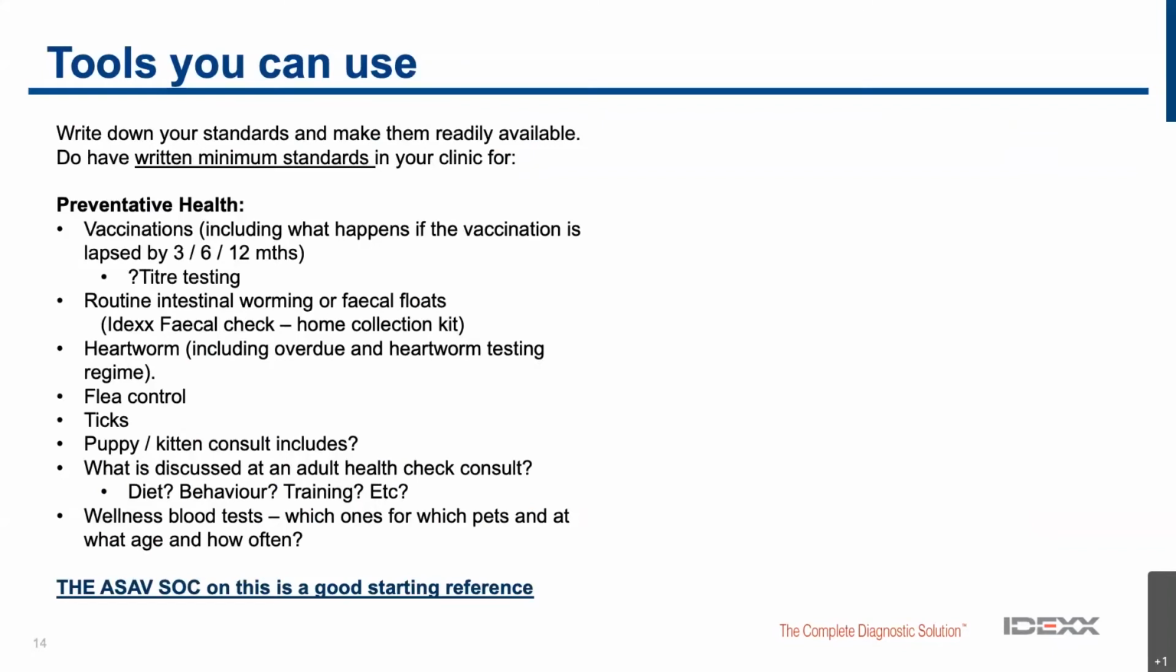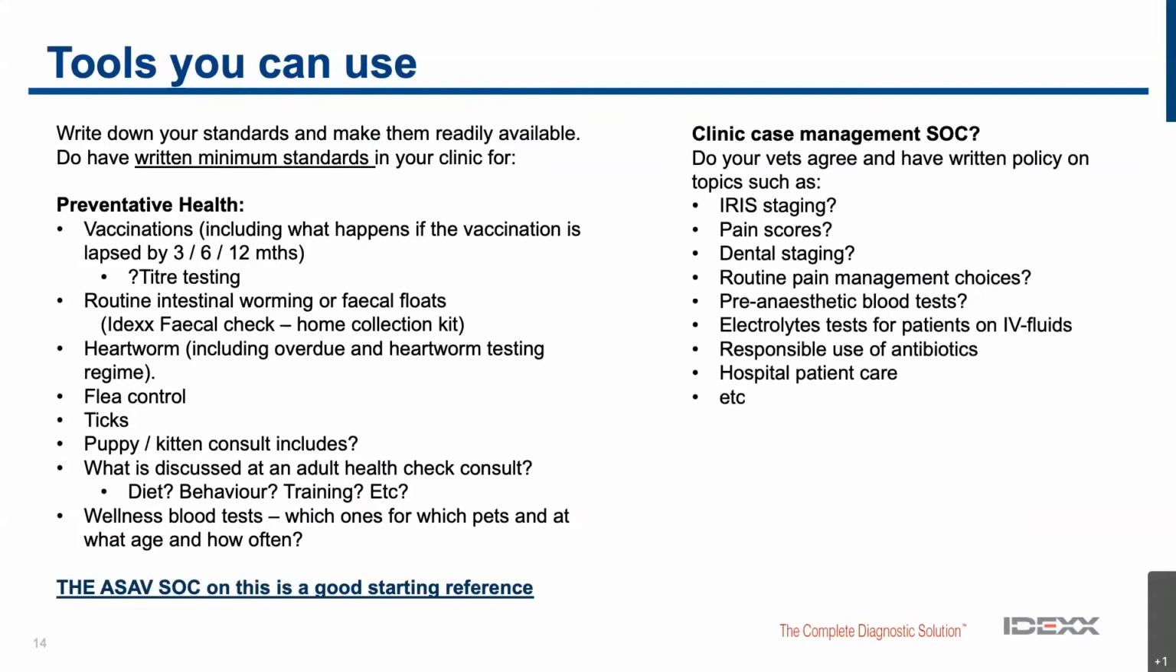What are we doing with routine worming? Are we doing worming, or are we doing fecal floats? Your IDEXX Fecal Float Check at-home collection kit is a really good thing that you can use if you want to do regular fecal floats. Am I aware of it? Heartworm regime, what's happening? Tick, flea. Puppy and kitten consults, what do they include, what do they not include? But let's just get some agreement and write them down. That becomes really critical.